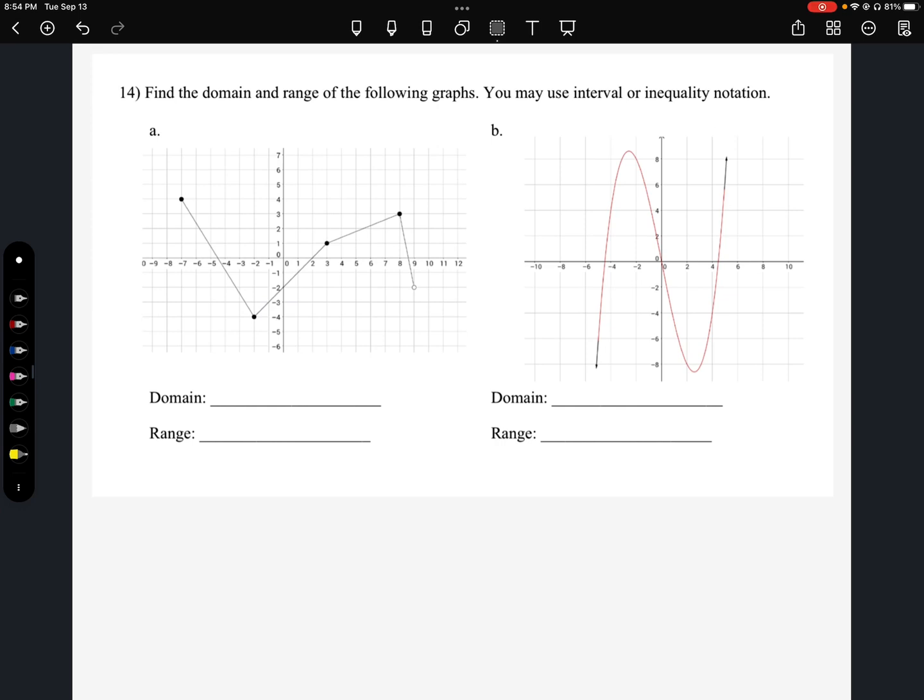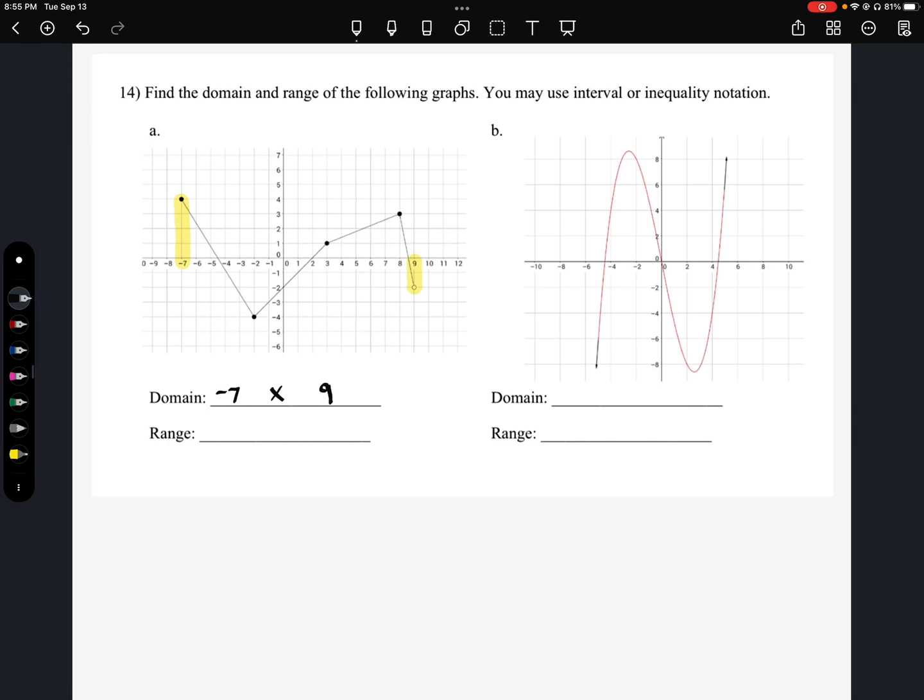For letter A, remember our domain, we are looking at our possible x values. If we find our leftmost point, trace its shadow down there to the x-axis, we've got -7. And then our rightmost point, we take it up to our x-axis, it's 9. So as we look at that, we should end up with, as an inequality, -7, and then we have a +9. We've got our x in the middle.